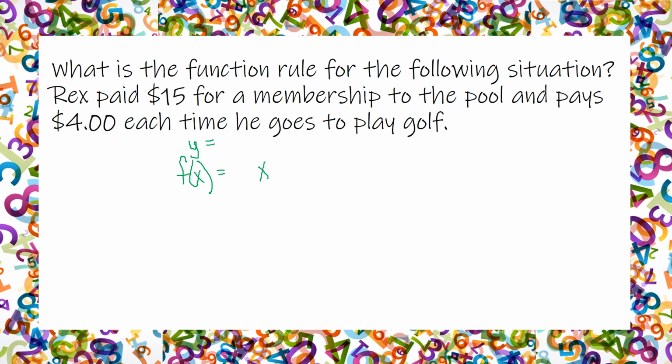We know that each time he goes to play golf, so every single time he goes, we're going to make the number of times he plays golf x. Every time he's paying $4. Anytime you see the word each, usually that's going to be your slope. That's going to be right here, that 4.00, or maybe just 4. And then he pays one time for a membership. So that's going to just be plus 15. The reason I wrote both f of x equals this and y equals this is because I wanted you to know that you may see it either way.